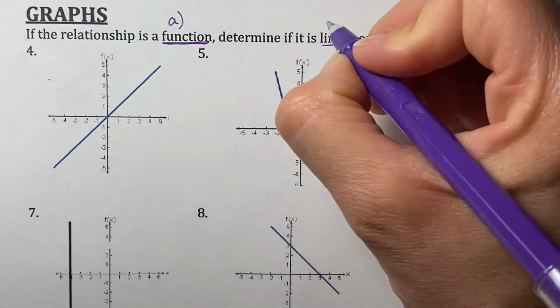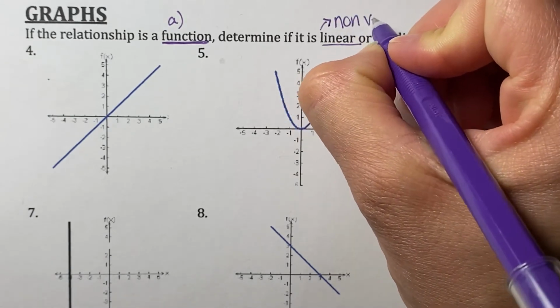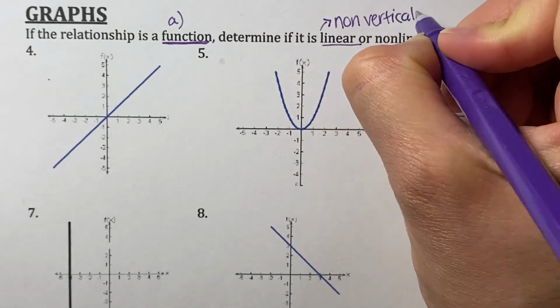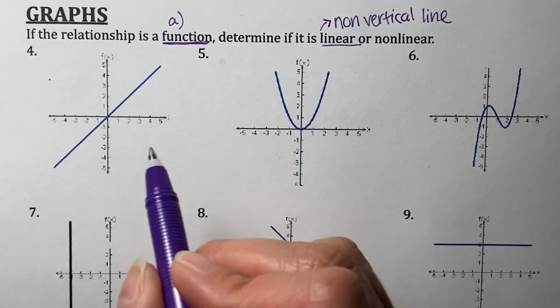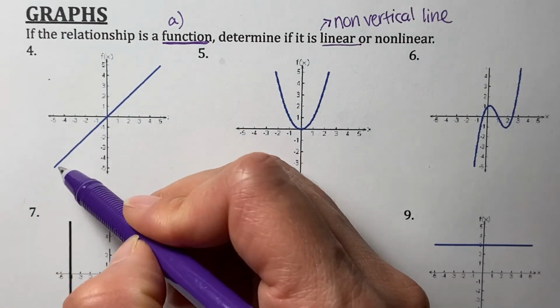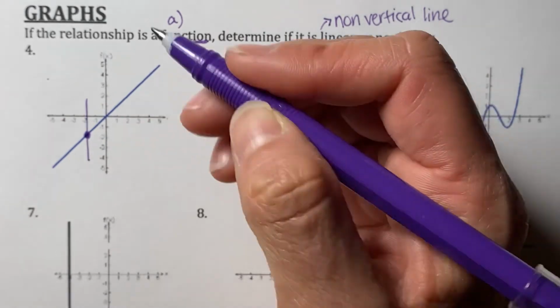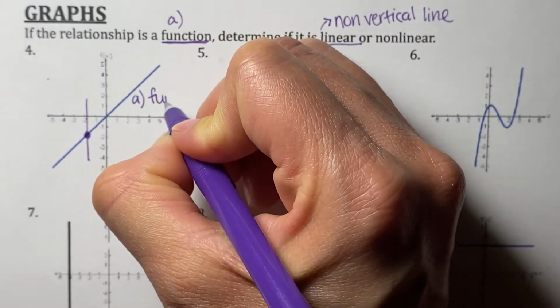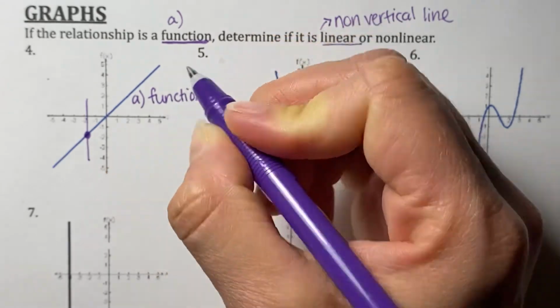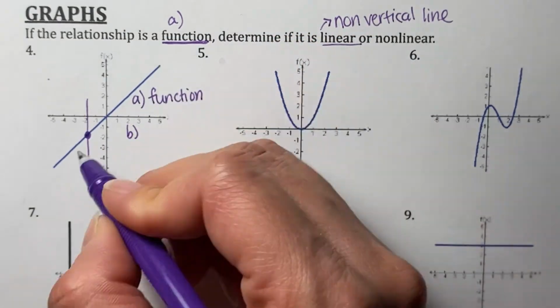So remember, in a graph, it needs to be a non-vertical line for you to identify this as linear. All right, example number 4. You have a straight line, and if you use your vertical line test, it hits the graph once. So A, it's a function, and B, we're going to say, yes, it is linear. It's a straight line.